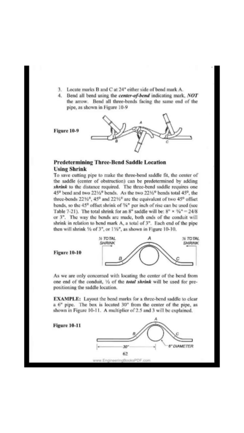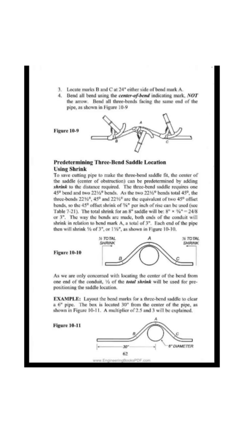Predetermining 3-bend saddle location using shrink. To save cutting pipe to make the 3-bend saddle fit, the center of the saddle, center of obstruction, can be predetermined by adding shrink to the distance required. The 3-bend saddle requires one 45 degree bend and two 22.5 degree bends. As the two 22.5 degree bends total 45 degrees, the 3 bends, 22.5 degrees, 45 degrees and 22.5 degrees, are the equivalent of two 45 degree offset bends, so the 45 degree offset shrink of 3/8 per inch of rise can be used. See table 7-21. The total shrink for an 8 inch saddle will be 8 inches by 3/8 equals 24/8 or 3.